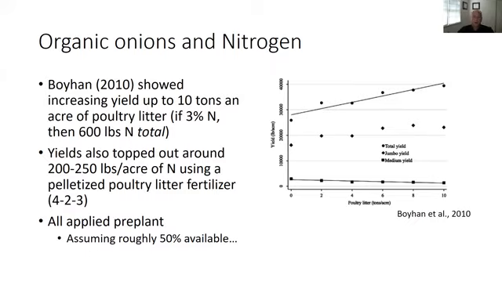This was all applied pre-plant. And so many growers have taken to saying, all right, I'm going to assume approximately 50% of my organic fertility is available during the season, so I'm going to double up what I need. And I understand that. However, there's some additional research showing that depending upon the type that you use, that may not be necessary.